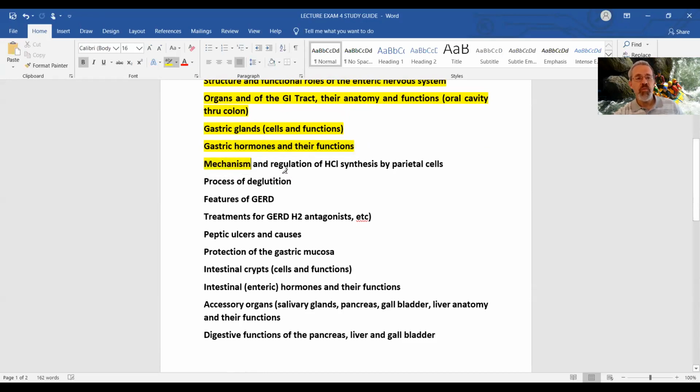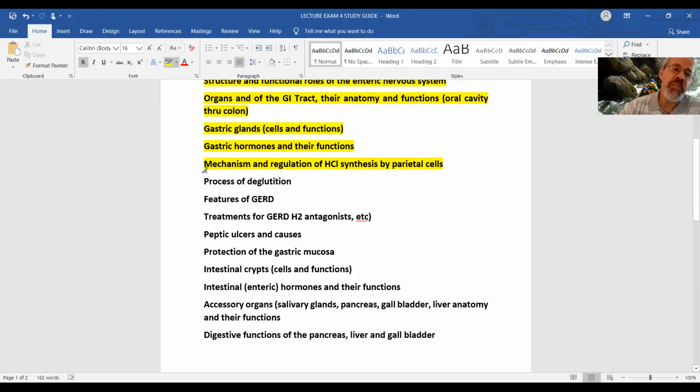One of the cell types is the parietal cell. And of course, we know it produces hydrochloric acid as well as intrinsic factor. We went through a video as well, describing how hydrochloric acid is made, those different steps.